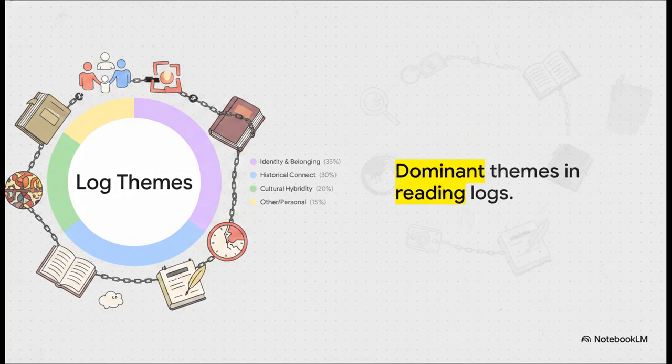Just to give you an idea of what usually happens, over time, fascinating patterns emerge in these logs. Typically, identity and belonging dominate the space, taking up about 35% of the focus, right alongside historical connection at 30%. Cultural hybridity, exploring that third space we talked about, ticks up around 20%, and other personal reflections make up the remaining 15%. It's amazing to see just how deeply we reflect on how we fit into our community when we really start paying attention.